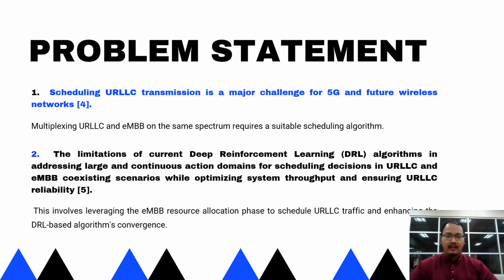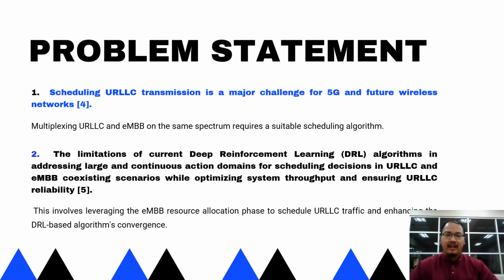feasibility. Second, the limitations of current deep reinforcement learning algorithms in addressing large and continuous action domains for scheduling decisions in URLLC and eMBB coexisting scenarios while optimizing the system throughput and ensuring the URLLC reliability. This involves leveraging the eMBB resource allocation phase to schedule URLLC traffic and enhancing the DRL-based algorithm convergence.